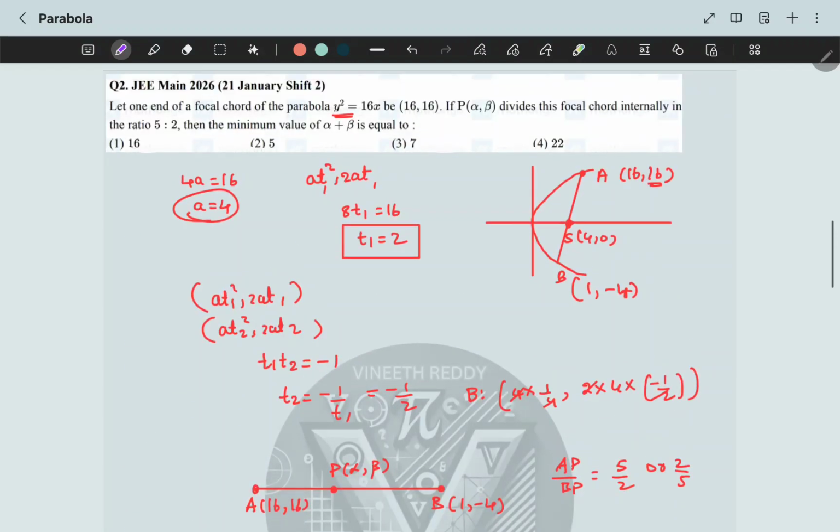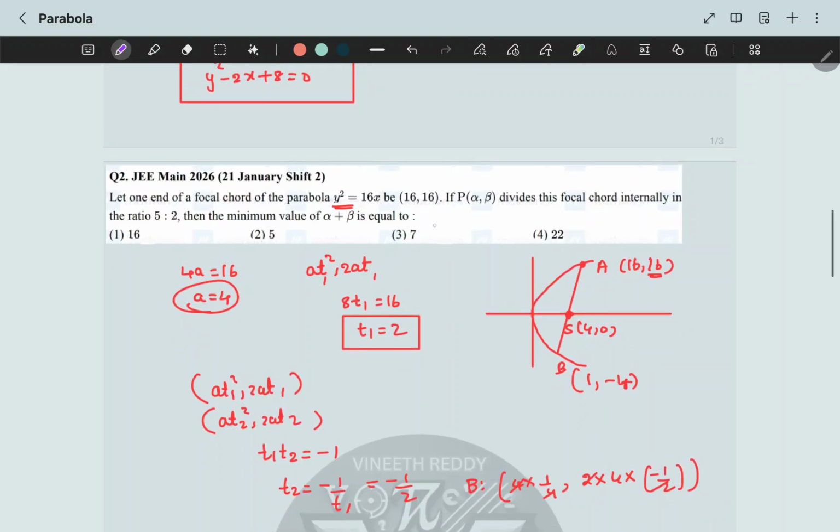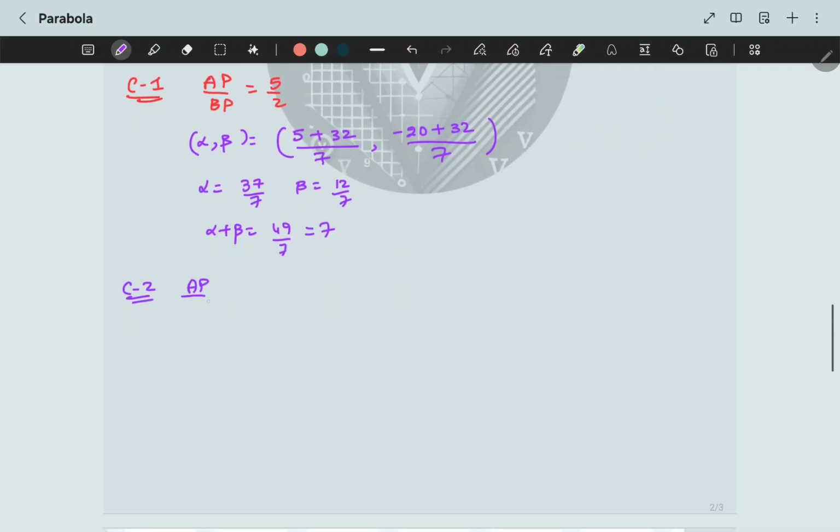Now one thing is, if we look at the options, we have a number lesser than 7 also. In case we don't have any option lesser than 7, then that should have been the answer. Anyway, case 2 here, I'm taking AP by BP as 2:5. So in such a scenario, this is P and this is B. Coordinates of A are (16, 16), coordinates of B are (1, minus 4).